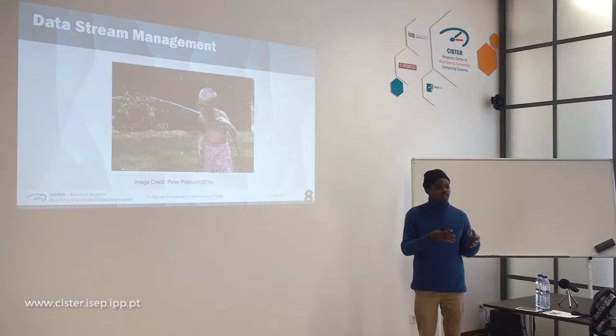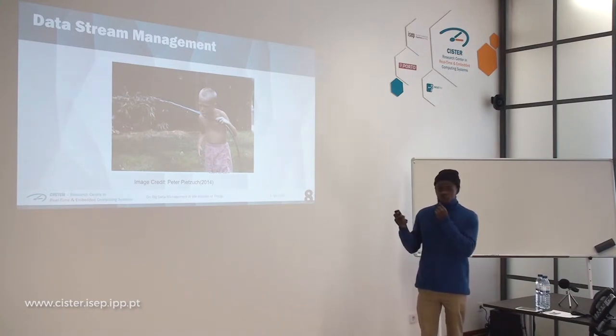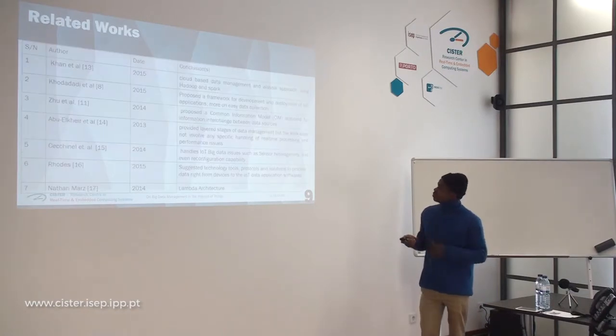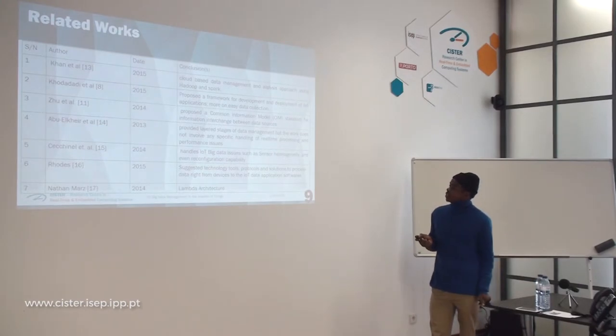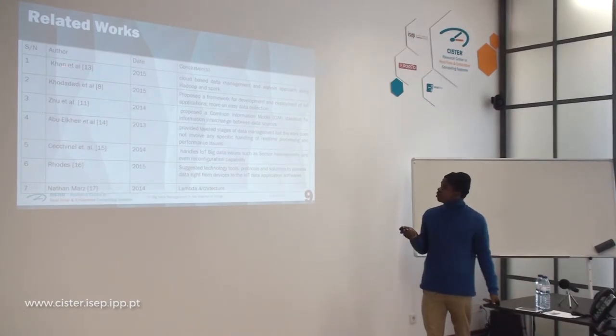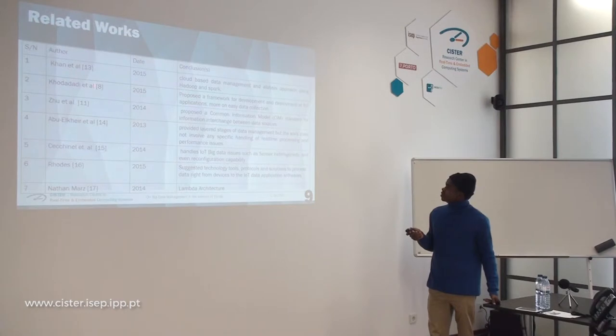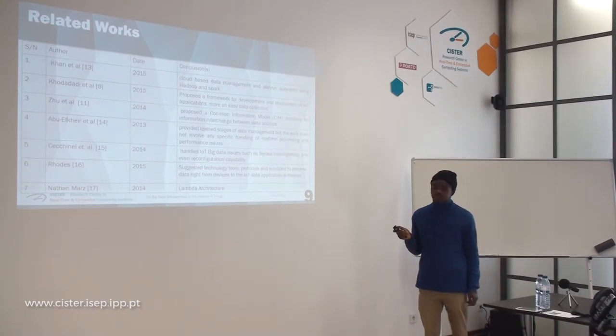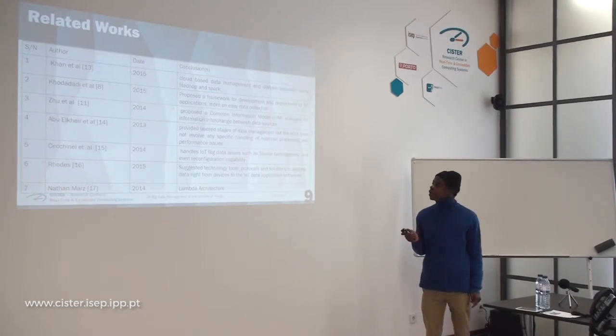You first store data in Hadoop, then you try to process it in some Apache stack, Storm, and all of that. So these are some work done on IoT data management before. Khan et al. came up with a cloud-based data management application and analysis using Hadoop and Spark stack. Their result was that Apache Spark, which is a stream processing framework, is much better than Hadoop, as Hadoop incurred more overhead, apparently.